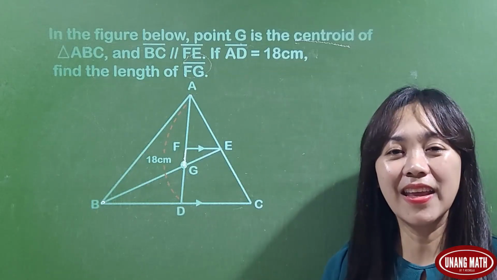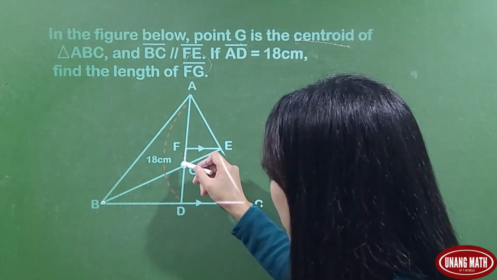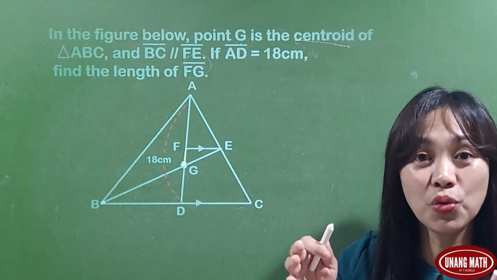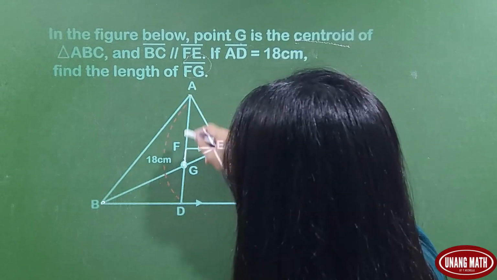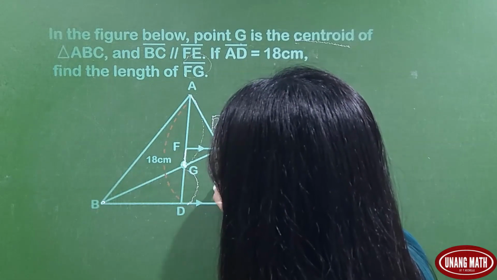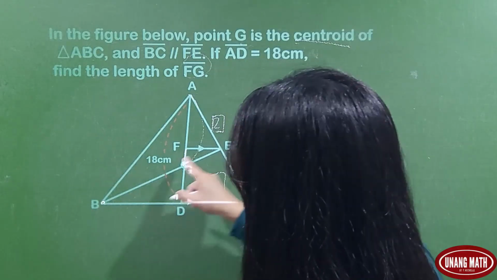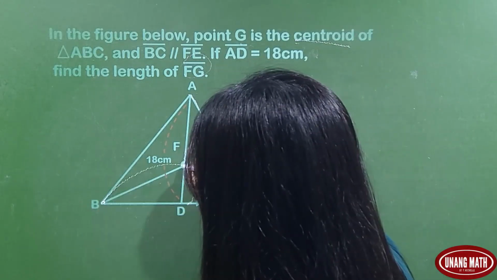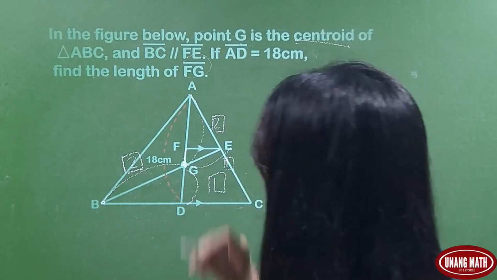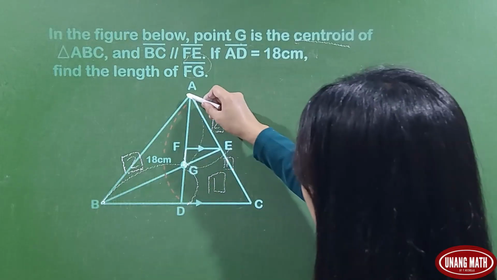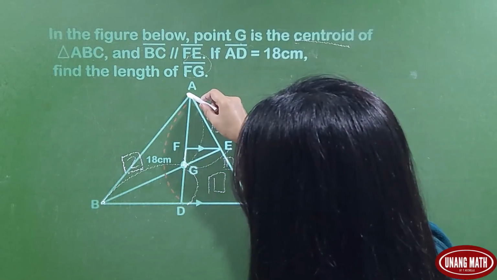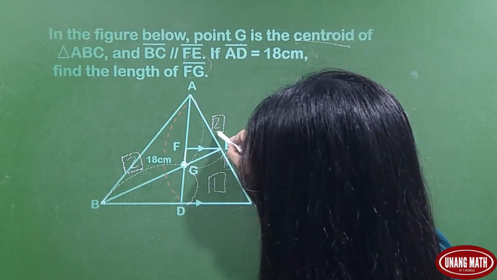We already studied that the centroid of a triangle divides the median in the ratio 2:1. So it means from this point to this point, this is in the ratio 2:1. Since this is also a median, this is also in the ratio 2:1.